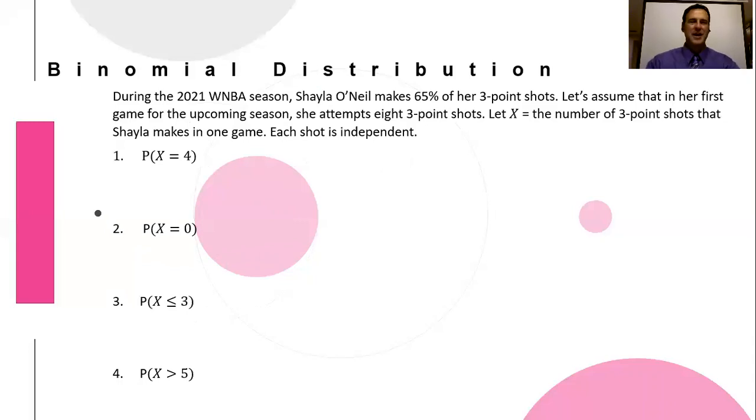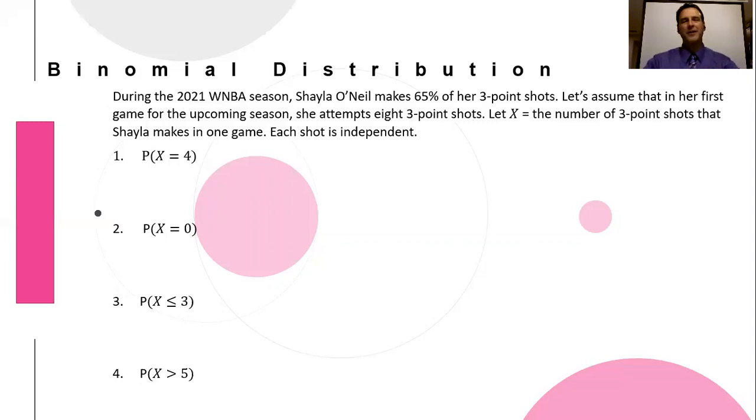So let's use the story here. And I'm going to start with a student named Shayla, who's going to be a fabulous basketball player. She may be already one right now, but she'll even be better. And then let's say for a moment that she will be in the WNBA season 2021. And know that her success for making a 3-point shot in basketball is 65%. Let's assume that in the upcoming season, she shoots in her first game 8 baskets. Okay, she attempts 8 shots. Let's let X be the number of 3-point shots that Shayla makes in a game. Okay, let's assume that each shot also is independent.